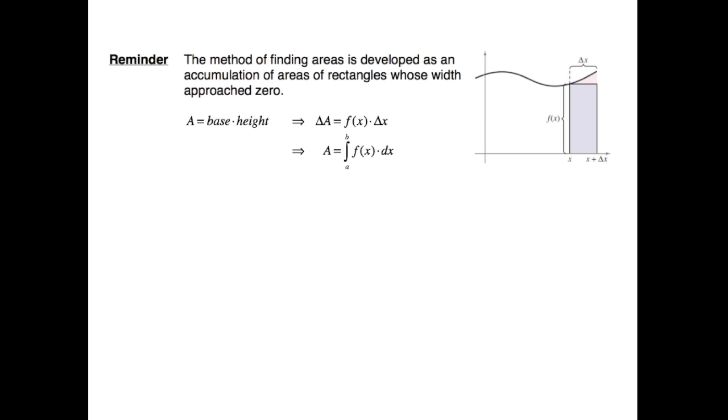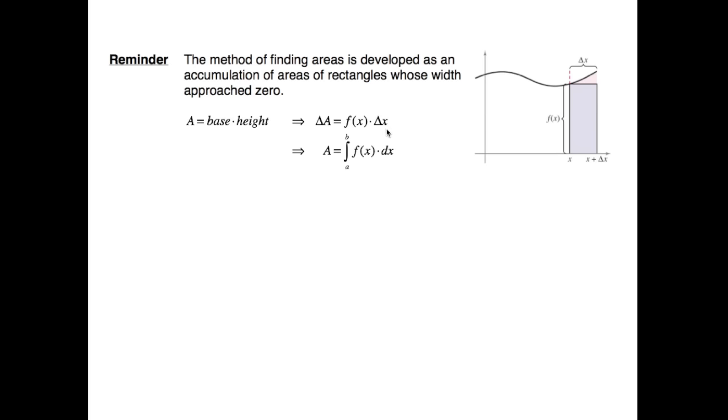So a reminder of what it means when we integrate. The method of finding areas is developed as an accumulation of areas of rectangles whose width approaches 0. Here we have a rectangle. The width or the base is delta x and the height is f of x. So if we want to find the area of this rectangle, it's base times height, which means delta x times f of x. So the area of one rectangle is f of x times delta x, base times height.